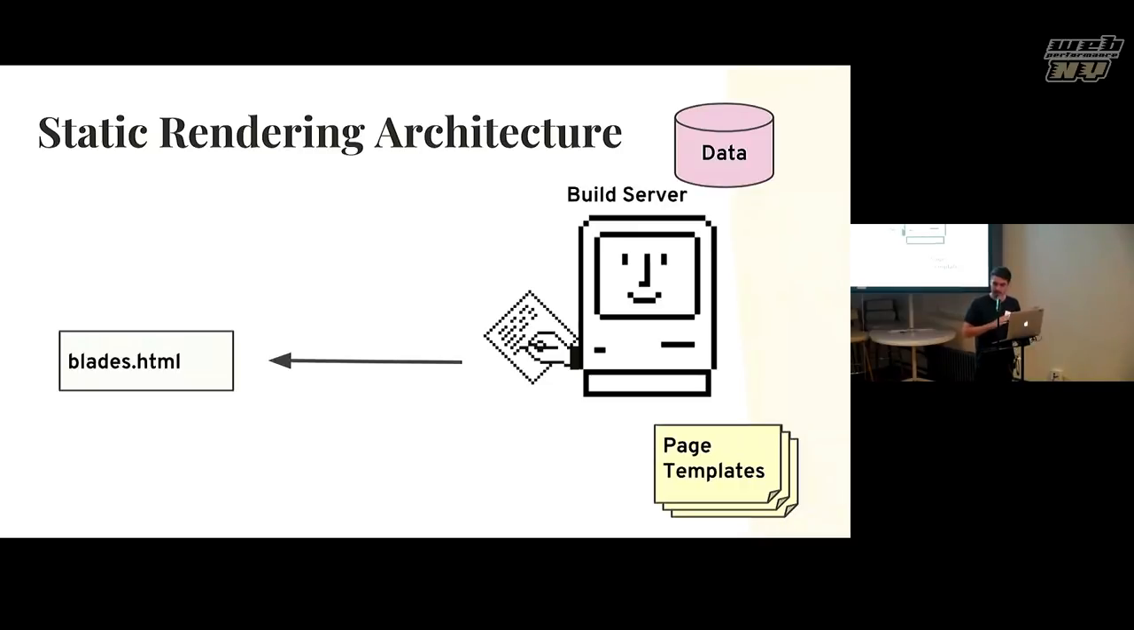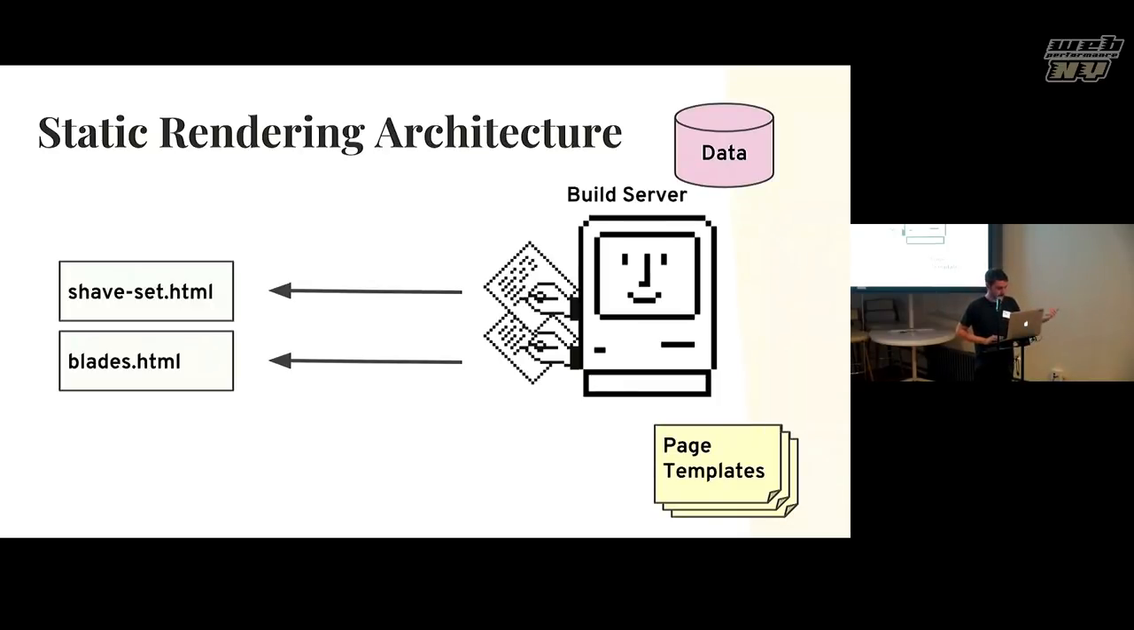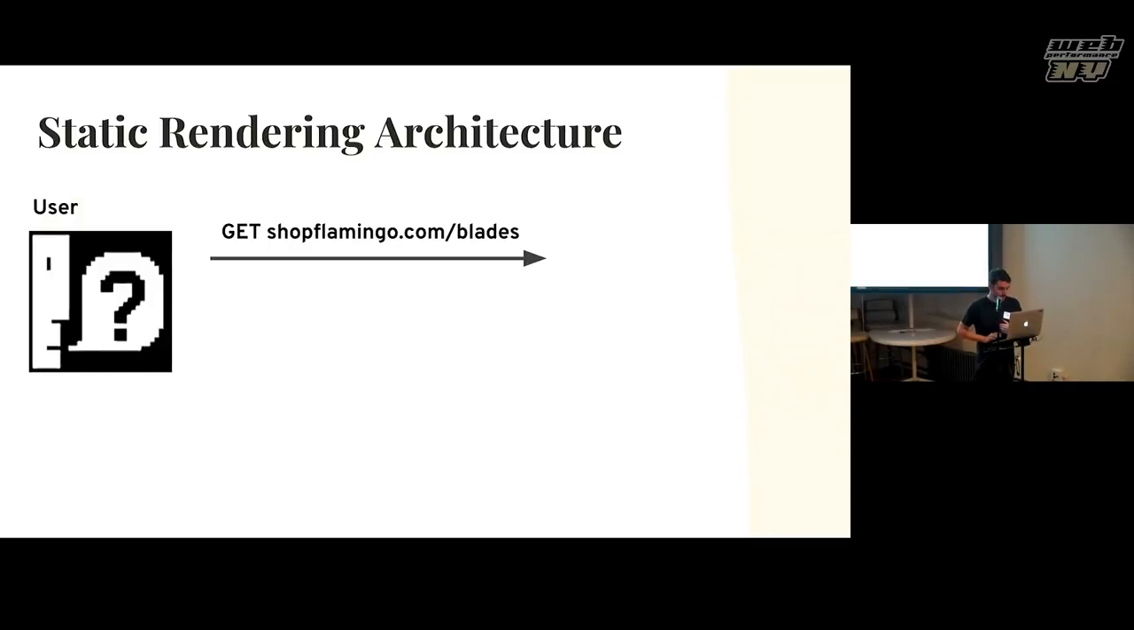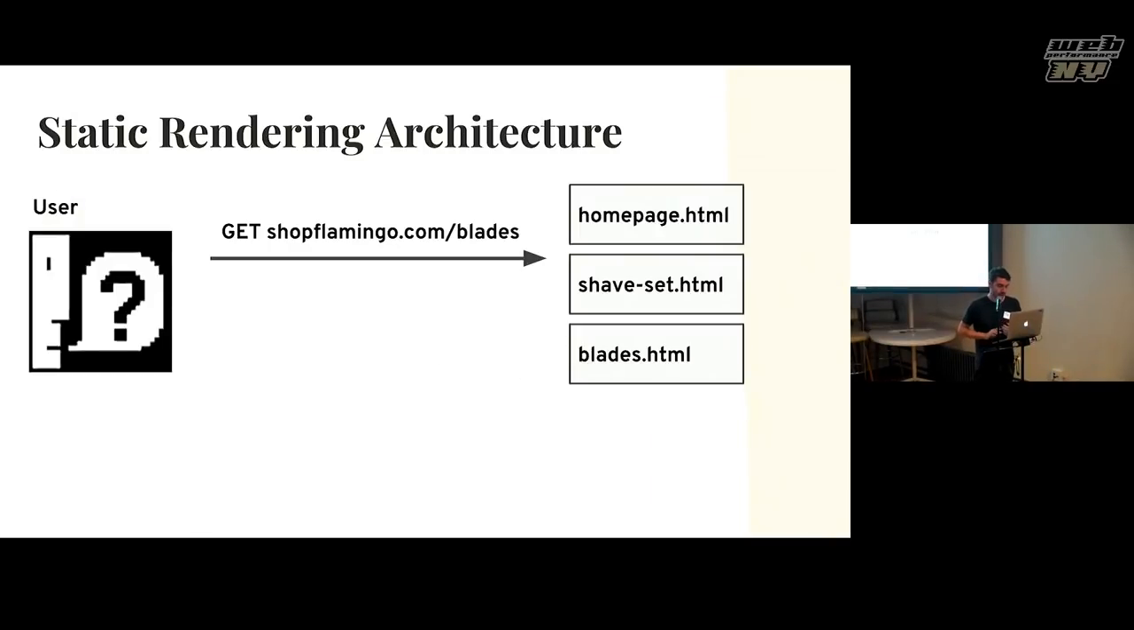But you'll notice there's no user in this graph. We can do that same process, but instead of doing it in response to a user's request, we can generate basically our whole site ahead of time. So we can generate our blades page and our shave set page and our home page. We just tell our server, hey, loop through all of our data and our pages, generate them all ahead of time. That way, when a user makes a request to shopflamingo.com/blades, we don't need to have our server there to do it right then. It's already been built. That just gets looked up out of a cloud file system, which is super fast, and returned to the user pretty quickly.